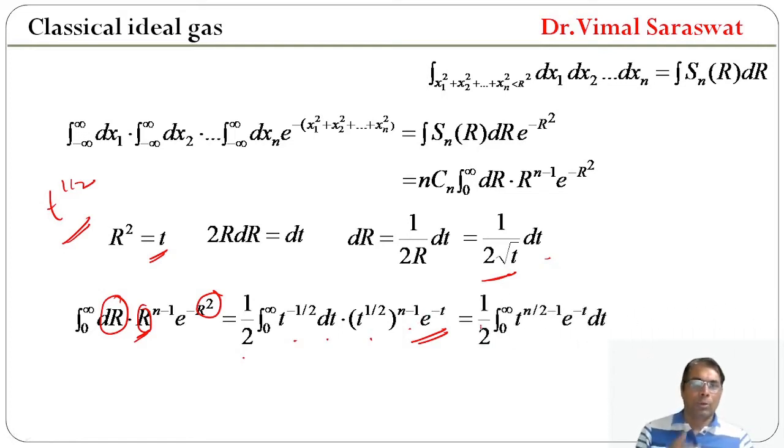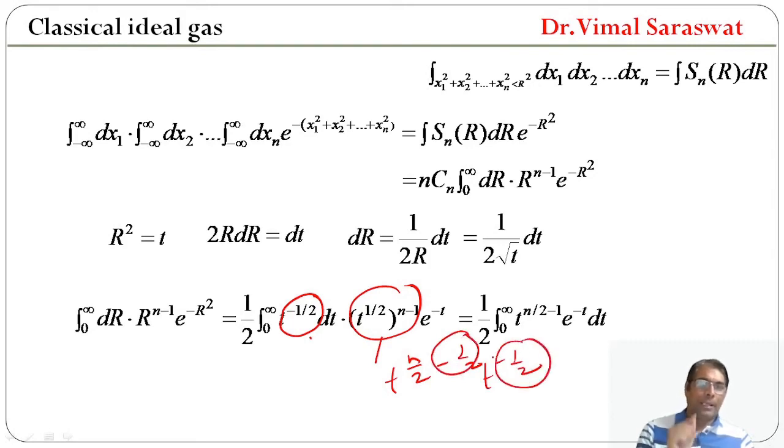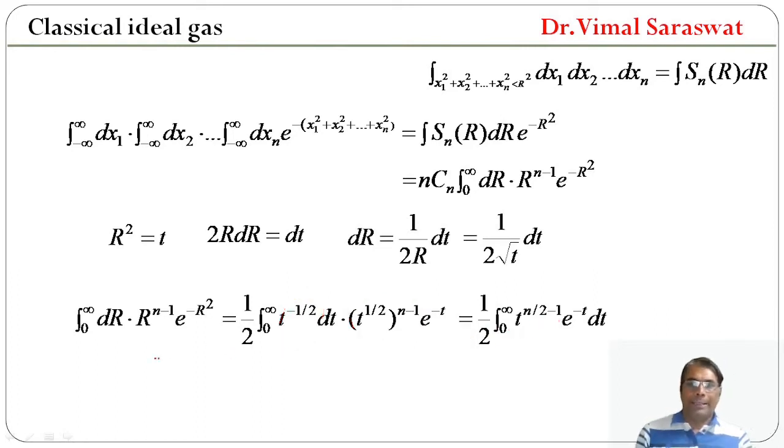and this will be equal to 1 upon 2 integration 0 to infinity, t raised to minus half, and this is t raised to half power n minus 1. So this will be t raised to n by 2 minus half, and this is t raised to minus half. So this minus half and this minus half is actually minus 1. If we multiply this and this one, then we get t raised to n by 2 minus 1. So integration 0 to infinity dr r raised to n minus 1 e raised to minus r square will be this one.